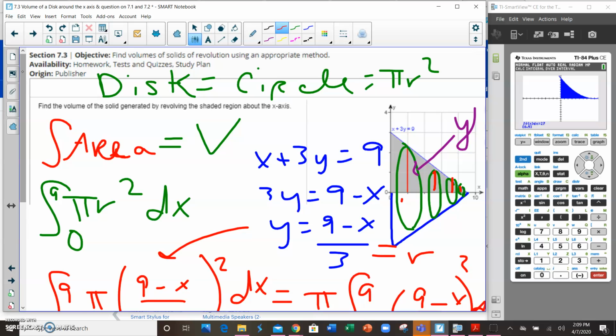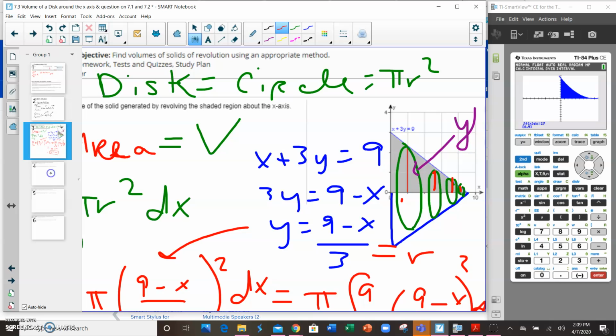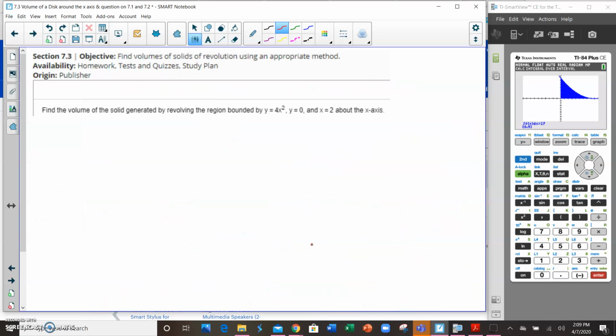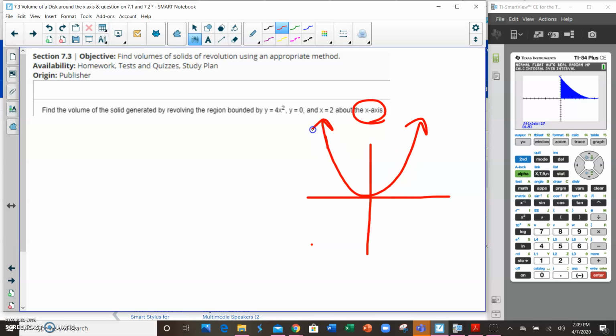All right, moving on to the second one. The second type of problem you're going to have is this type of problem right here where they don't give you the picture. You just have to come up with your own picture. So that's fine. And revolving on the x-axis, that's good. It's going to be a dx problem again. So I'm going to draw my parabola, y equals 4x squared. 4x squared is a parabola. If you want to draw the exact one, you can do it on the graphing calculator. And then it also has y equals 0.